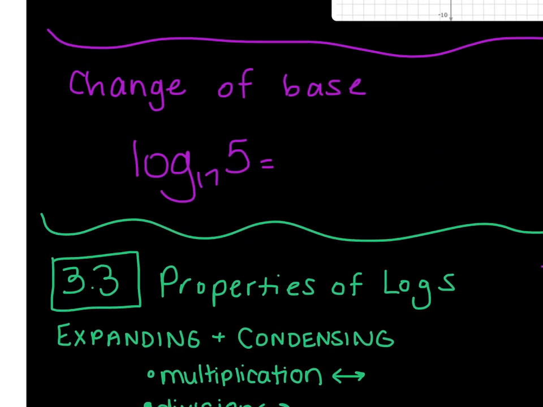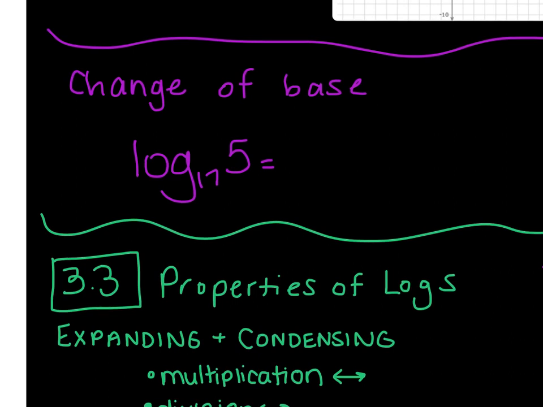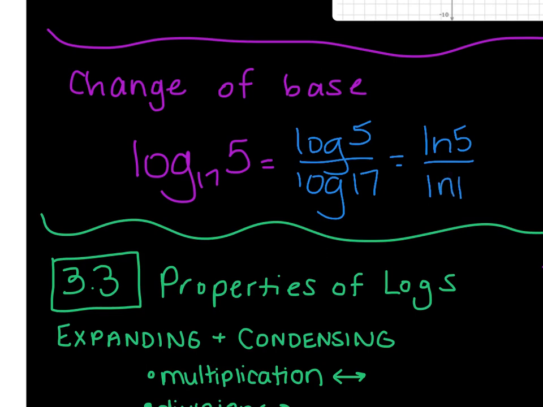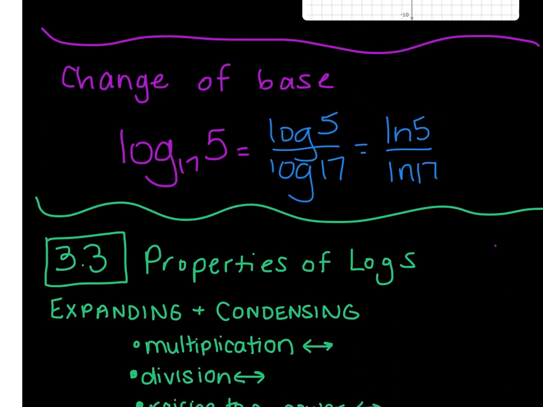All right, also in 3.2 is your change of base. So if your base was not e or 10, how could you evaluate that log? Which one goes in the top? The 5, right? The bigger by size, not by value. So this would be log base 10 of 5 over log base 10 of 17, or ln of 5 over ln of 17. Without a calculator, that's as far as you go.